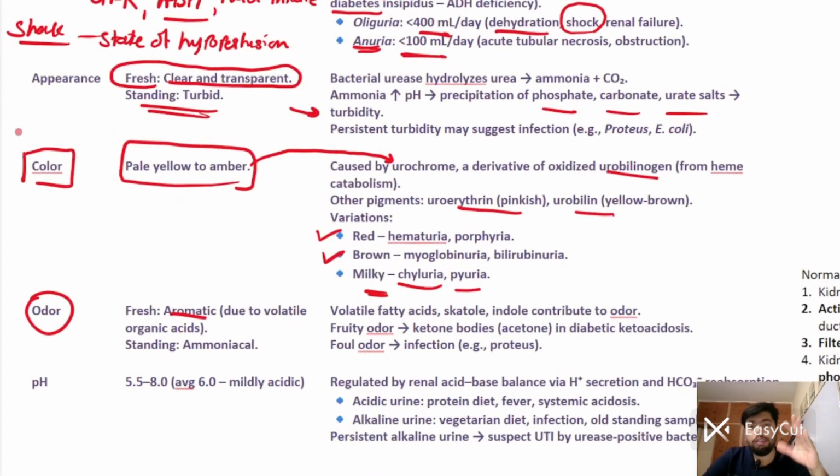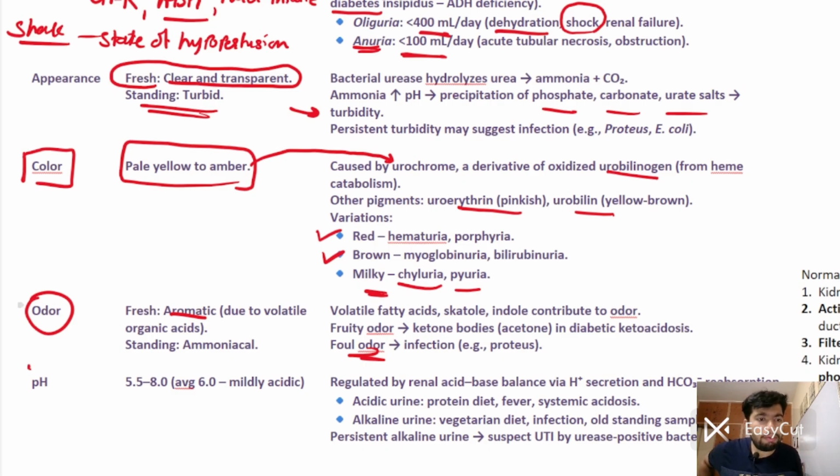So fruity odor. Important point to note, it is due to ketone bodies like acetone, and it will be seen in diabetic ketoacidosis. And foul odor, which will be due to infection. So for example Proteus infection, E. coli infection, there will be a foul odor of urine, that is very bad smelling urine.